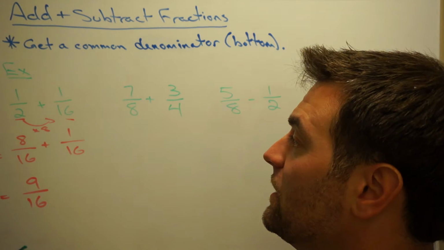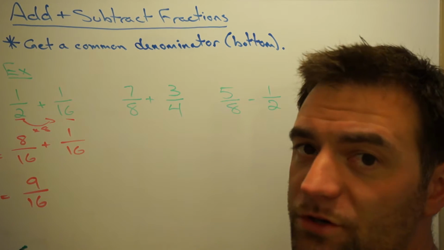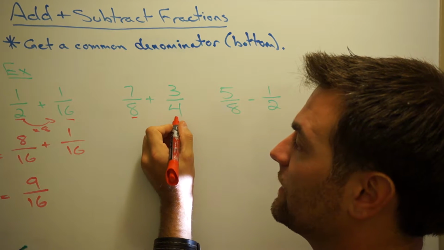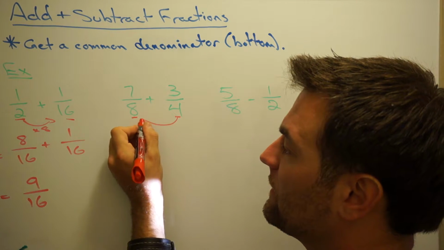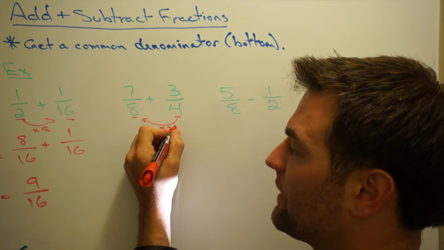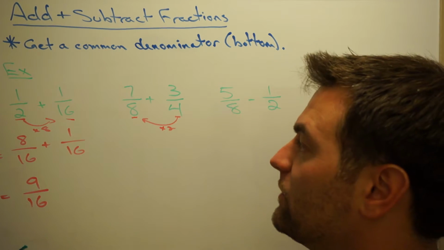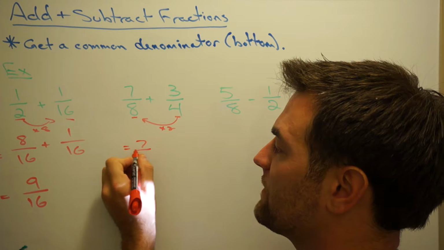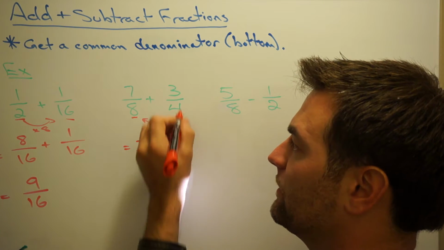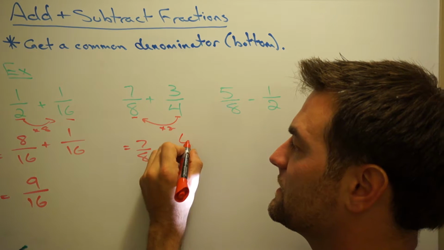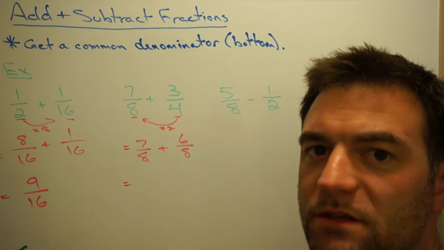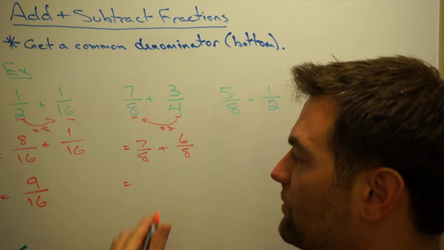The next case, we have 7/8 plus 3/4. Again, the 8 is our biggest number, so we've got to get the 4 to look like the 8. To do that, we multiply 4 by 2 and get 8, and we do the same to the top. So we have 7/8 plus 2 times 3, which is 6, so 6/8. Adding 7 and 6, we get 13/8.